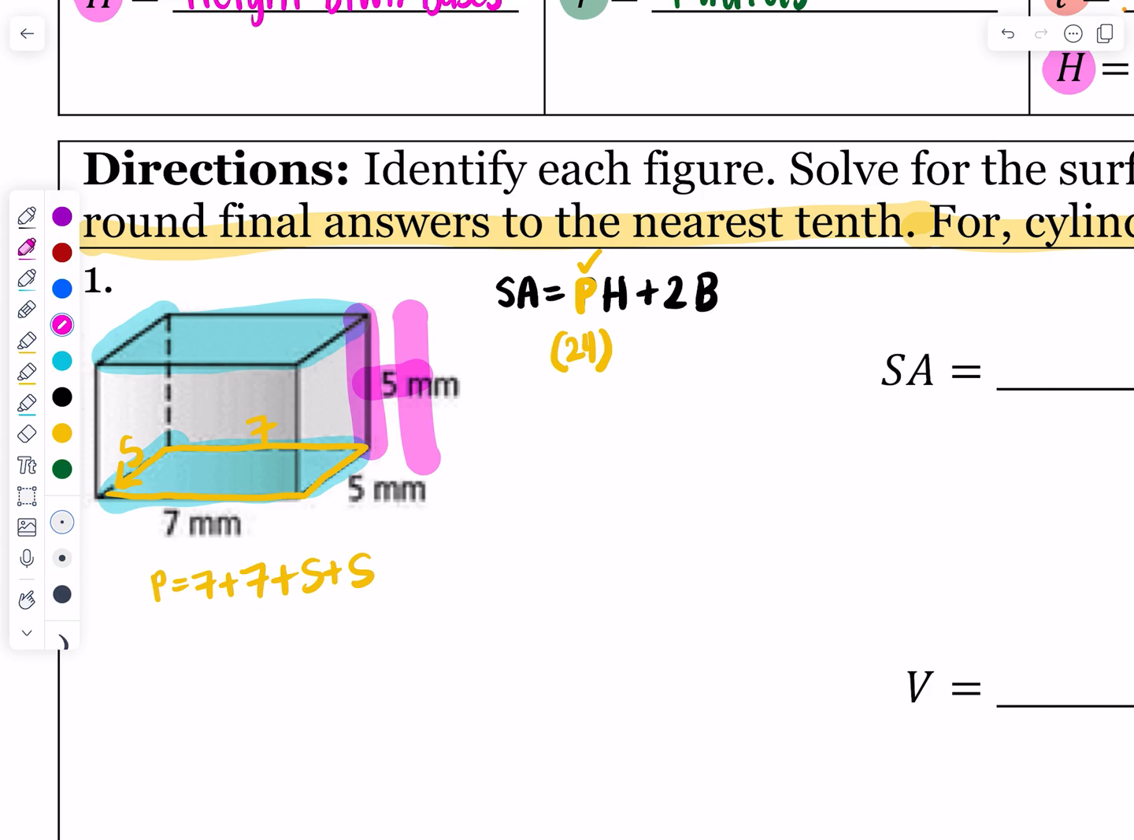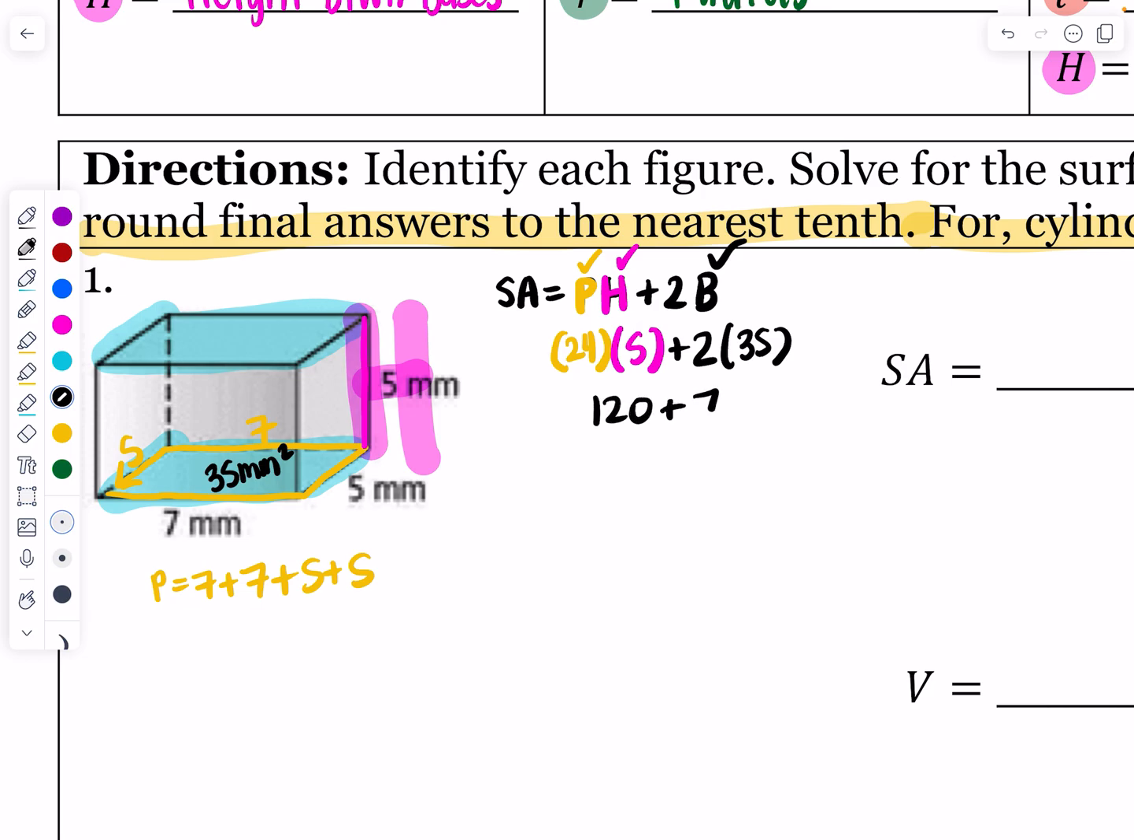What is my height between the bases on this problem? Well, you can see it's highlighted below. Between those two bases, we have 5 millimeters. So there's my height. And then I have 2, so I'm going to check that off. I have 2 bases, and B stands for the area of the base. So what is the area of the base? Since this is a rectangle, that's going to be 7 by 5. That gives me an area of 35 millimeters squared. So that's going to be 2 times 35. That's the area of that base. And then we're just going to multiply. So 24 times 5 gives me 120.